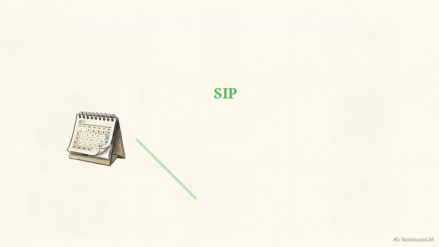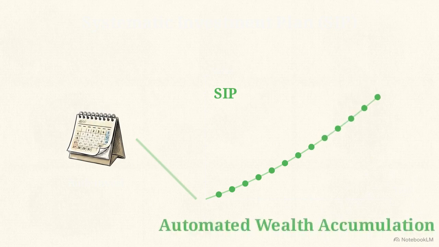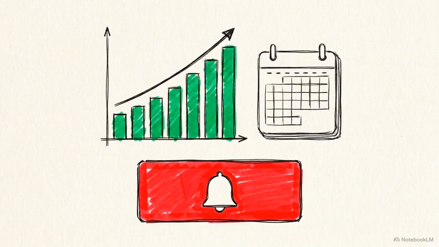The next step is to set up a systematic investment plan, or SIP. This automates the exact sequence we just completed, buying your chosen assets every month without any manual effort. Consistency is what builds long-term wealth.